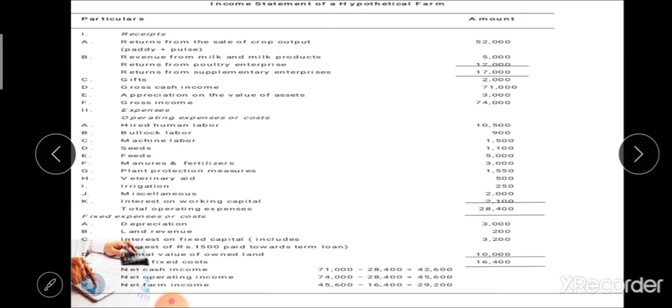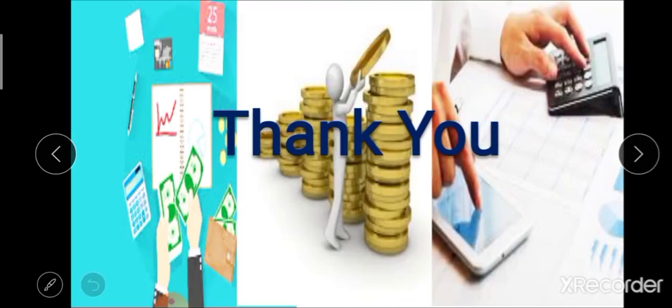In the figure there is one hypothetical example of an income statement in which there are different components, that is receipts. These receipts can be obtained from different products, then the next one is expenses, and after that net income. This is one example of an income statement. So this is all about income statement.